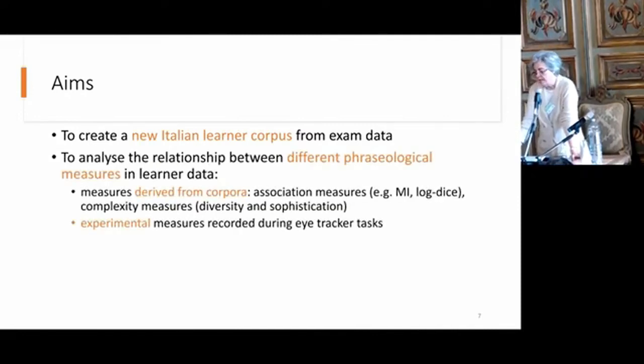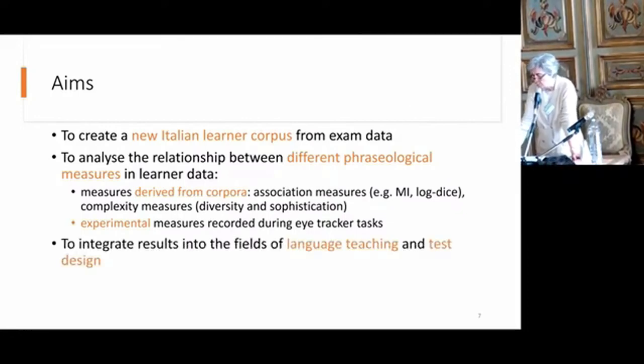The second aim was to analyze the relationship between different phraseological measures in learner data in our corpus. Measures derived from corpora, so for example, association measures, and the two traditional complexity measures, diversity and sophistication, and to integrate these measures with experimental measures recorded during interactive tasks. So basically, we try to integrate experimental and corpus-based measures. This was the second broad aim. And the third aim was to integrate results from the previous analysis into the fields of language teaching and test design.